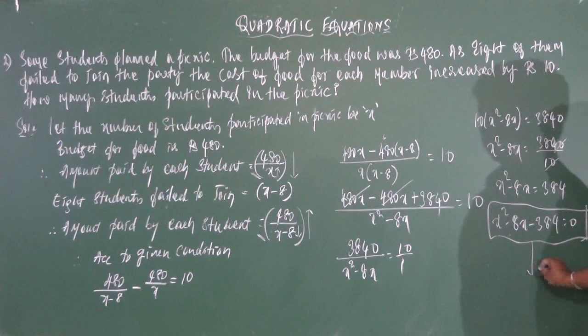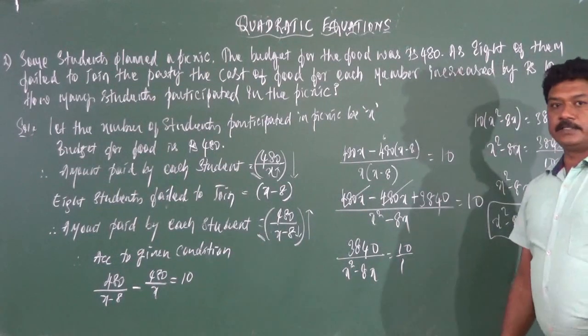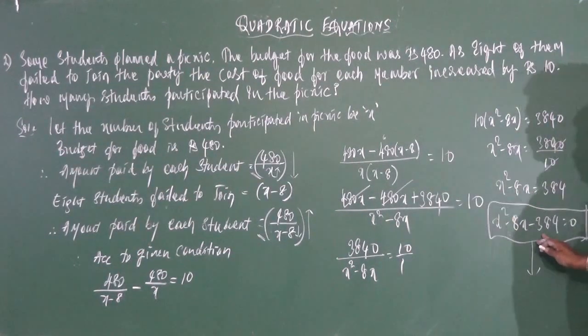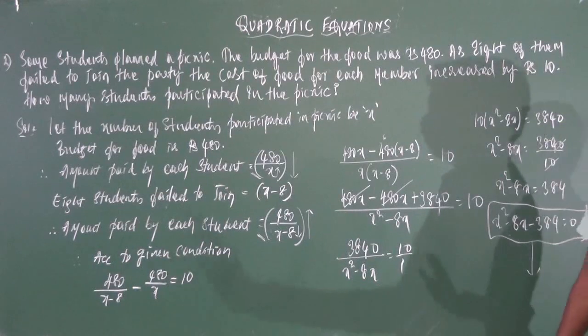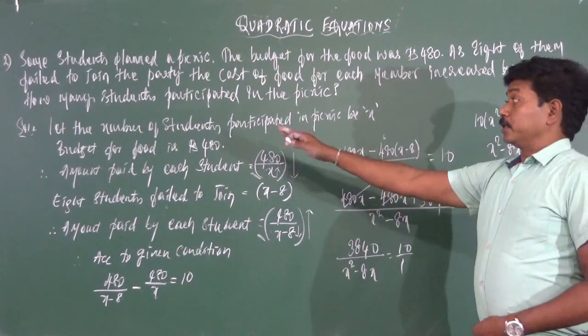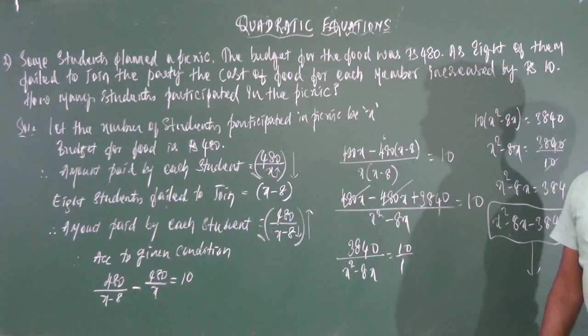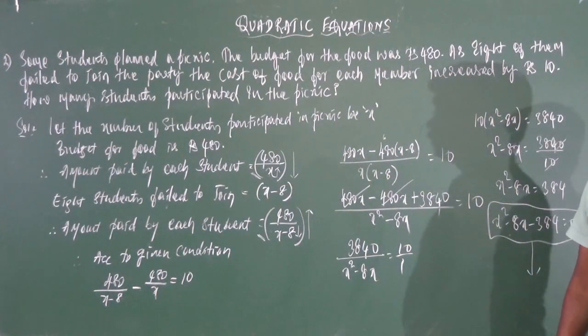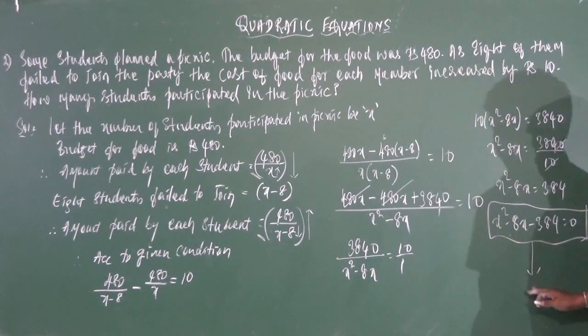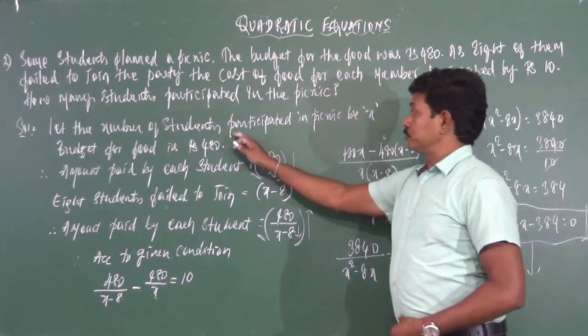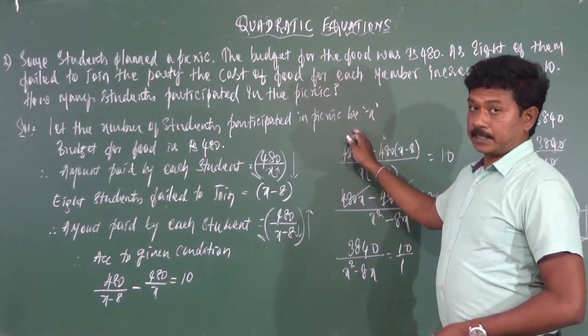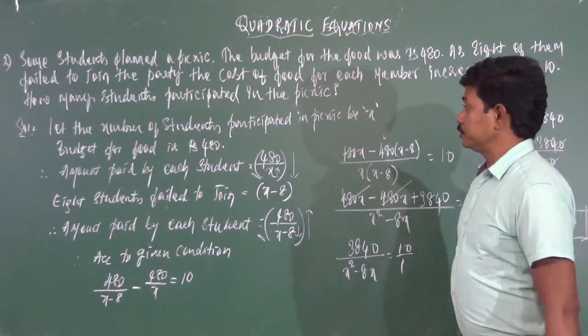So you have to solve this by the method of factorization. So the answer what you are going to get here, negative value should not be taken, because let the number of students participating in the picnic be x we have taken, so therefore it indicates the number of students, so therefore x should be always positive here. So what the value of x you are going to get here is the number of students who participated in the picnic, right?